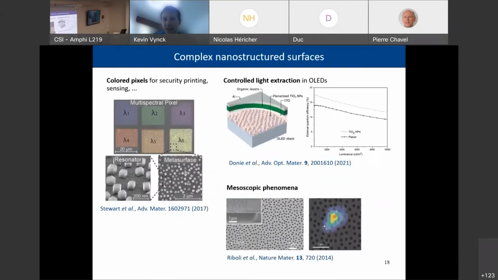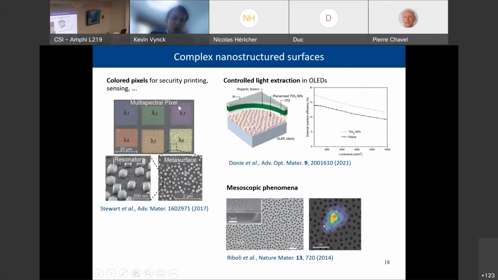Now, those complex nanostructured surfaces are becoming really widespread in optics and photonics, and you can find in the literature many examples where they are being studied for different applications. I'm showing here 3 examples. There is a lot of activity today on using nanostructured surfaces to create colored pixels. That can be interesting for security printing, for instance, and there is some activity in Saint-Étienne on that in particular. It can be for sensing as well.